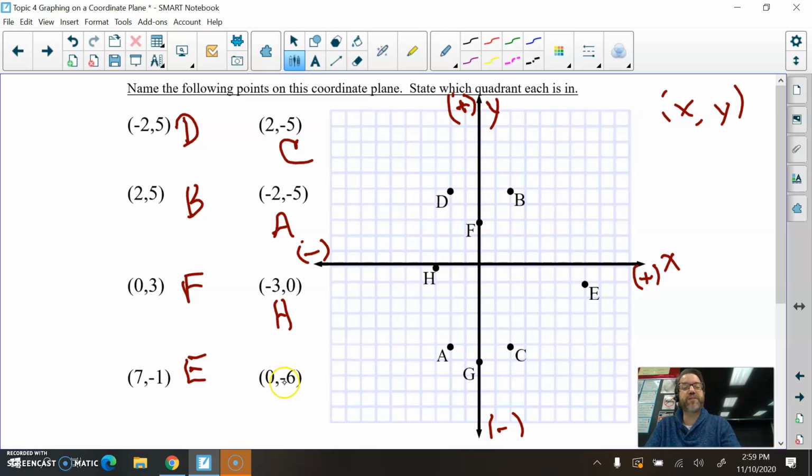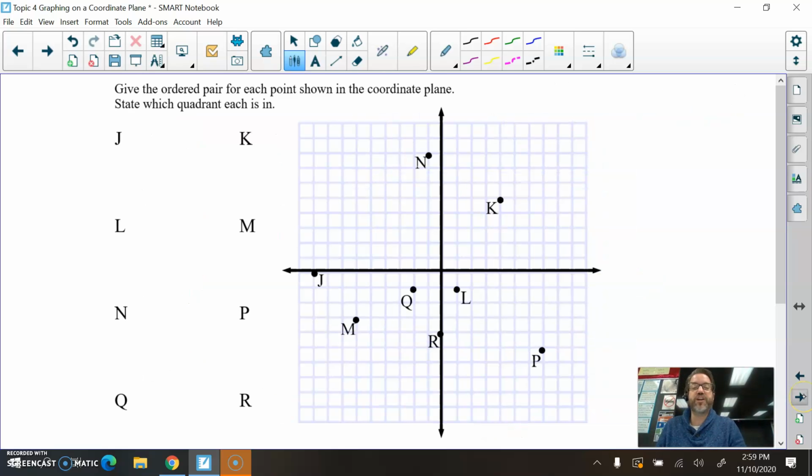All right, 0, negative 6. Now my first coordinate, the x-coordinate, is 0, so I don't get to go right or left on my x-axis. I have to stay at the origin. But since my y value is negative 6, I then have to count down 6 spaces, and G is located at that point. Okay?